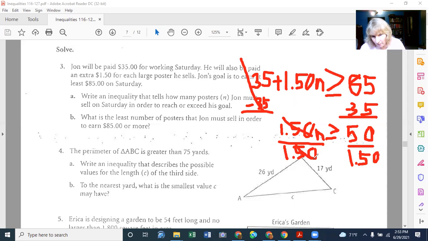$1.50 is crossed off, and I'm left with N is greater than or equal to 50 divided by $1.50. For sake of time, I'm going to just divide that on my calculator and cheat. But you won't be able to do that on the test. You're going to have to divide that. 50 divided by 1.5 is 33.33.